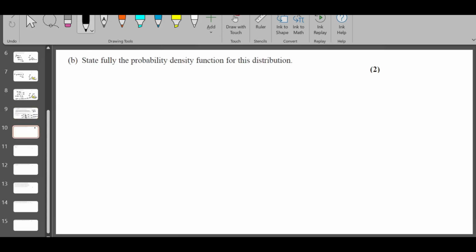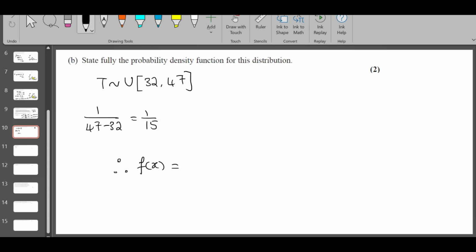State fully the probability density function. We know that T follows a uniform distribution of 32, 47. So 1 over b minus a, 47 minus 32, is 1 over 15. Therefore, we can write the probability density function as 1 over b minus a for small t from 32 to 47, and 0 otherwise. That's a continuous uniform distribution. That's all.